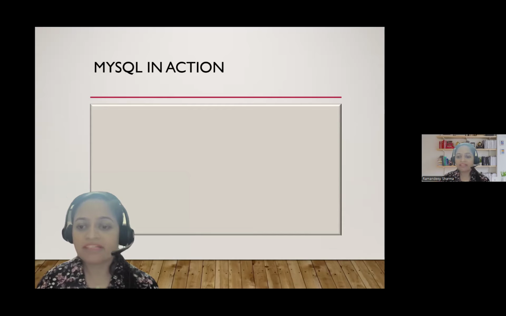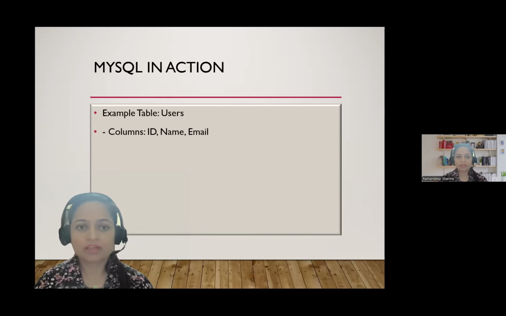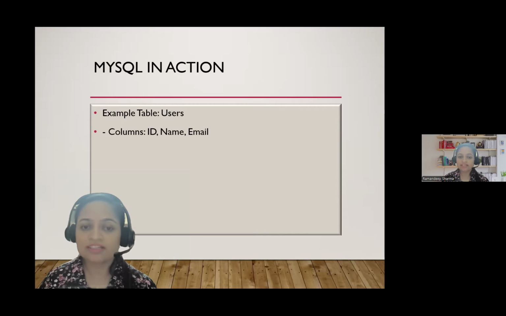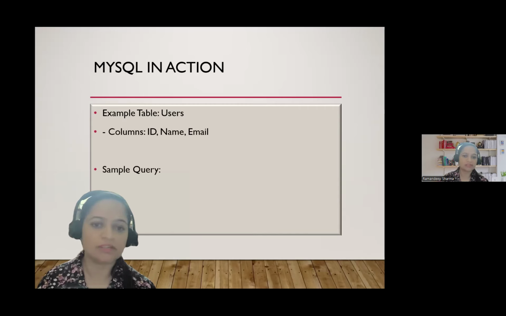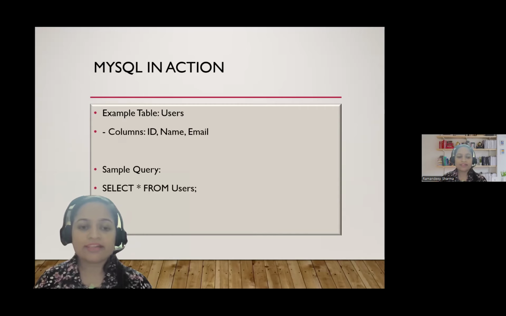Okay, let's see MySQL in action. Let's suppose we have created a table users. It has three columns: ID, name, and email. The ID column is unique, so we make it a primary key. Got it? Here is a simple query to select all the users from the database.